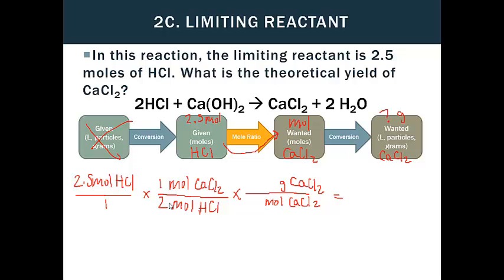And then I'm going to need the molar mass for calcium chloride. So that is 110.98. And whenever I solve, mole HCl cancels mole HCl, mole CaCl2 cancels mole CaCl2. So my answer is going to be 138.73 grams of calcium chloride. So that is the maximum amount I can make, assuming that I start with 2.5 moles of HCl, and that is the limiting reactant.